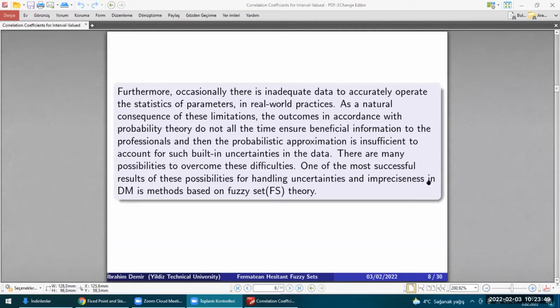Furthermore, occasionally there is inadequate data to accurately estimate the statistics of parameters in real-world practice. As a natural consequence of this limitation, the outcomes in accordance with probability theory do not always ensure beneficial information to the professional, and the probabilistic approximation is insufficient to account for such built-in uncertainties in data. There are many possibilities to overcome this difficulty. One of the most successful of these possibilities for handling uncertainties and impreciseness in decision-making is the method based on fuzzy set theory.